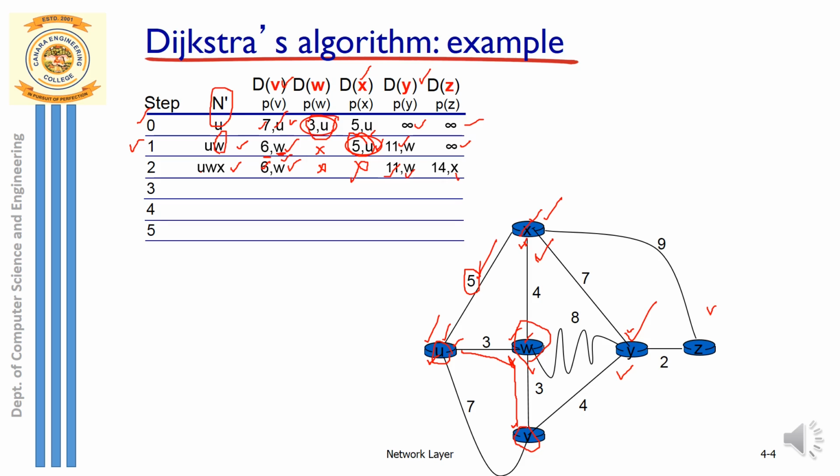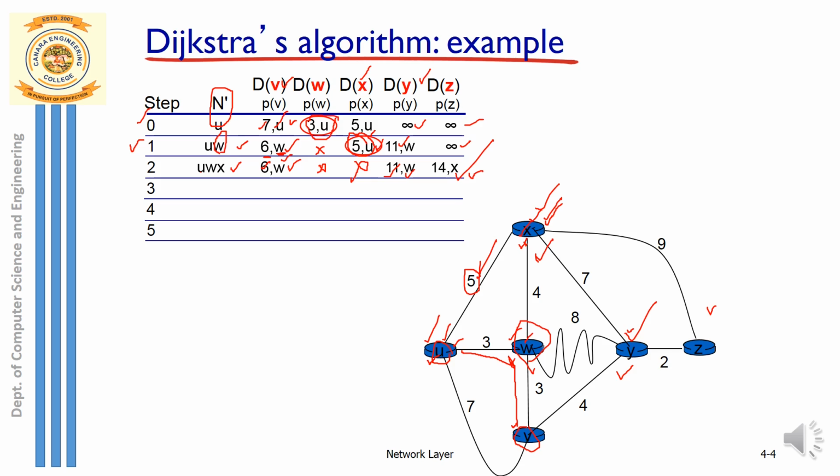And now the last one, u to z, can I calculate via x? Definitely yes now. So u to z, earlier it was infinity, now via x I can calculate. So u to x I know the cost, it is 5, and x to z the distance is 9. So 9 plus 5 is how much? It is 14. So 14 is the distance I'm getting to node z, which is less than infinity definitely, via the node x, and I'm going to update that over here. So 14 is the distance via the node x.